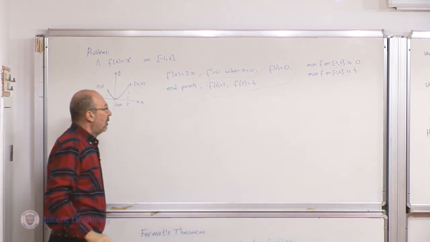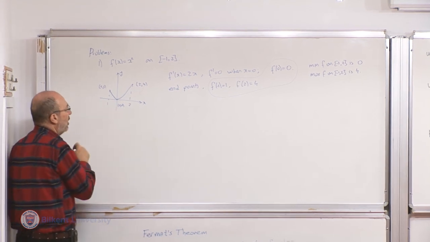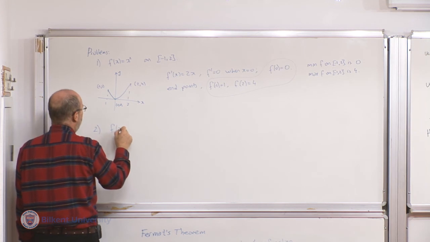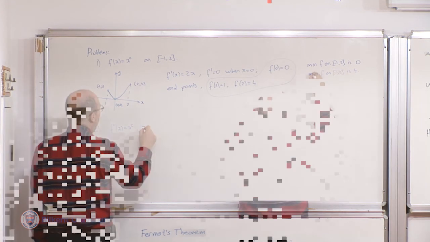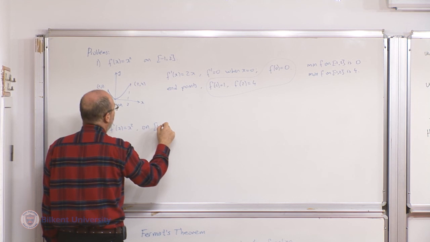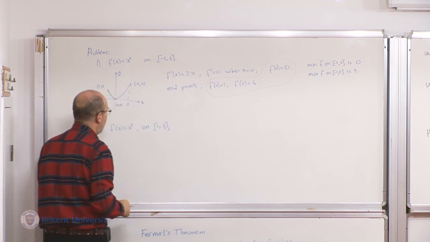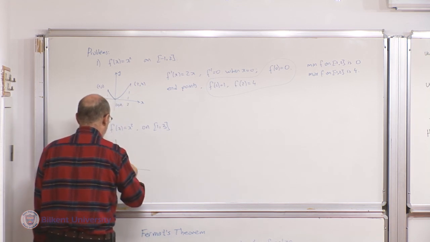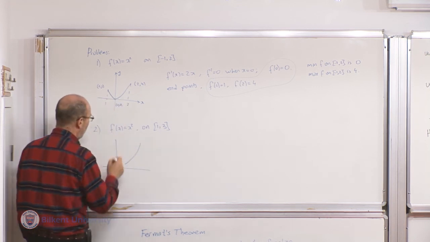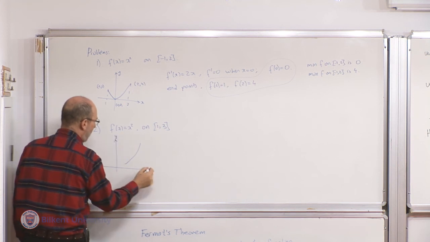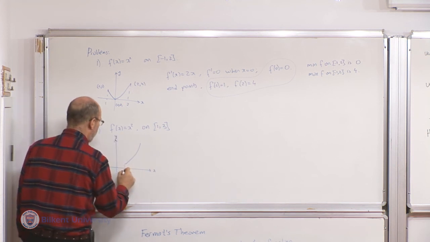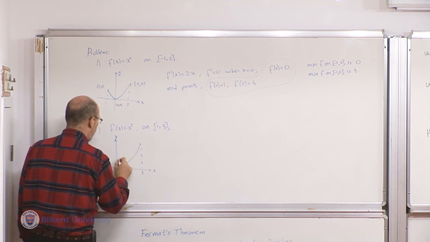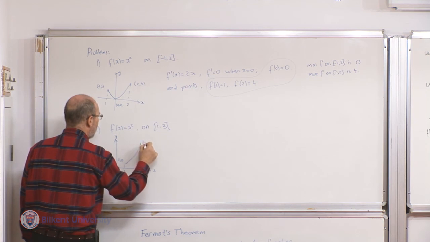Okay. Let us look at the same function on a different interval. F of x equals x squared, say on [1, 2], or [1, 3]. Okay, so now the picture is something like this. So this goes on like this. Okay, y, x. So this is 1. This is 3. So this point is (1, 1). This point is (3, 9).